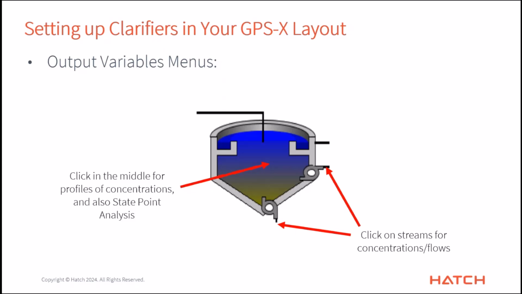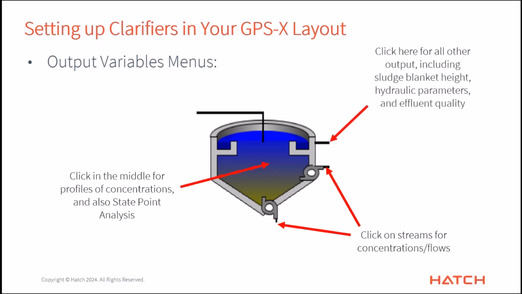If you want to get the concentration of a specific stream, you go to the connection point and do it there. So you won't get any layers, but you're going to get the specific concentration coming out of that stream. Therefore, if you click on the effluent overflow here, this is going to be your effluent solids and effluent concentrations. And also there are other menus up here, including sludge blanket height and some of the residence time and so on. Those things are up here connected to the overflow as well.